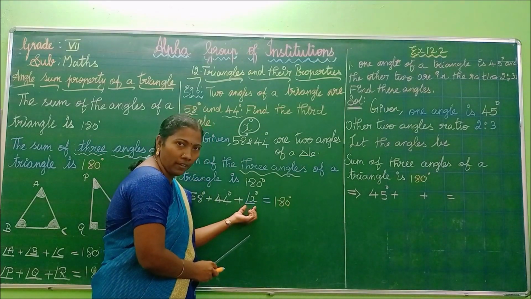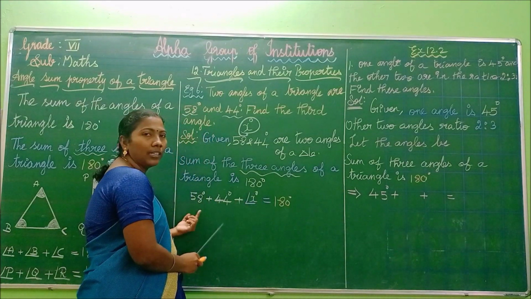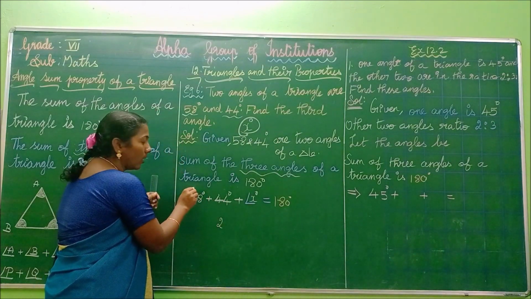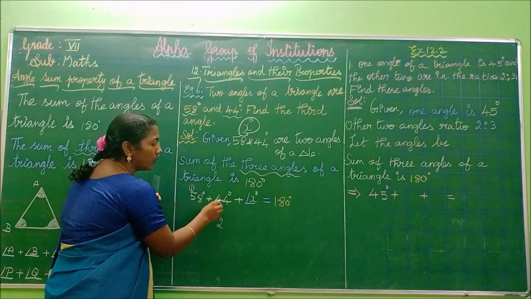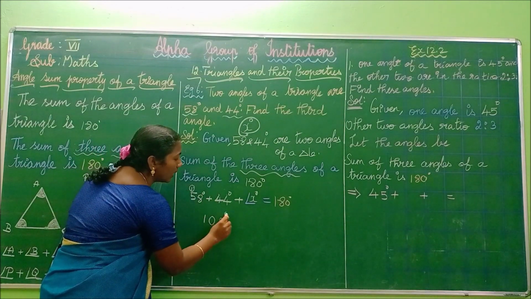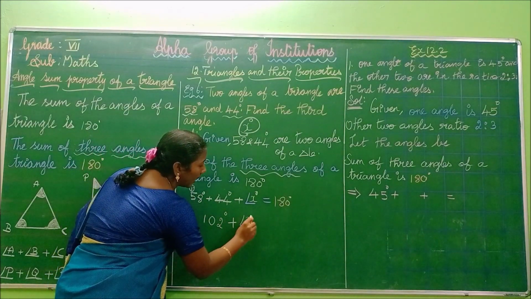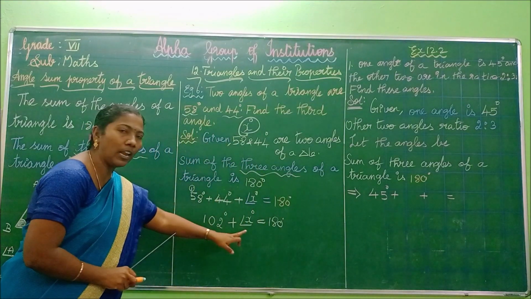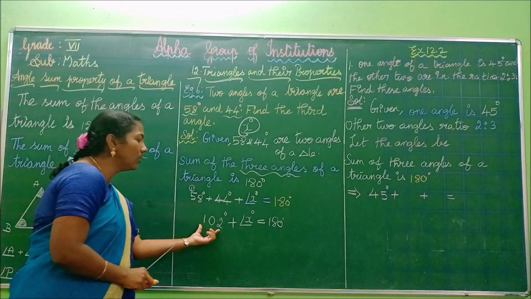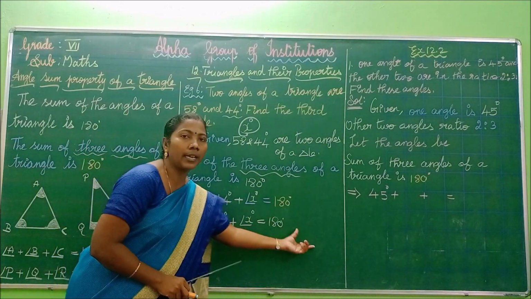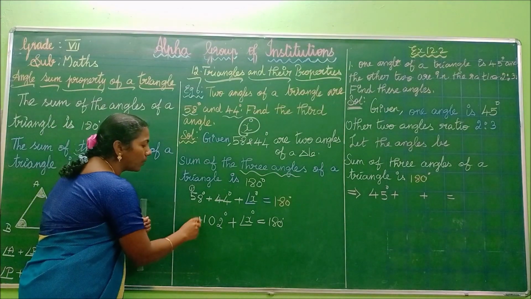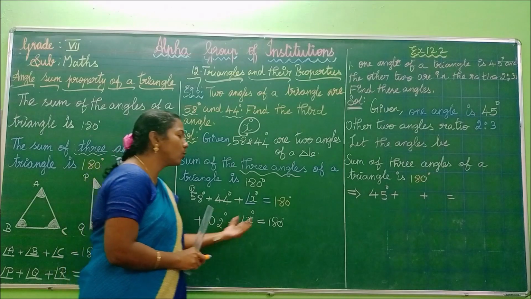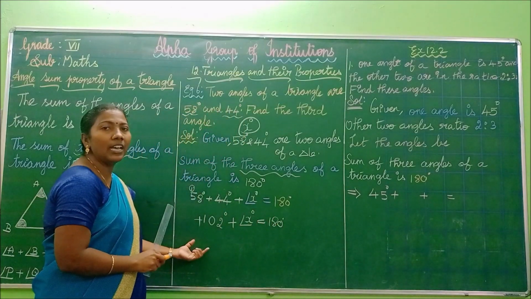In order to find the value of x, first of all we have to add these two values. 8 plus 4, 12. Remainder 1. 5 plus 1, 6. 6 plus 4, 10. So 102 degree plus angle x equal to 180 degree. We have to find the value of x. So we have to bring this 102 to this side. Here it is the symbol of plus. While we transpose any number from LHS to RHS, its sign is reversed.